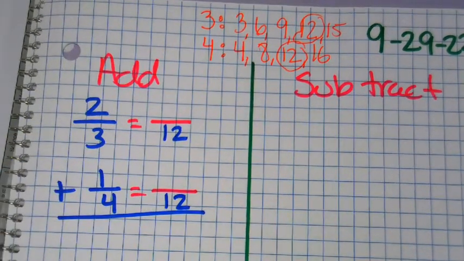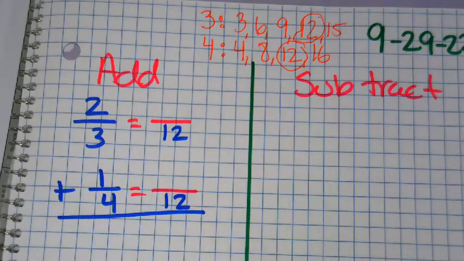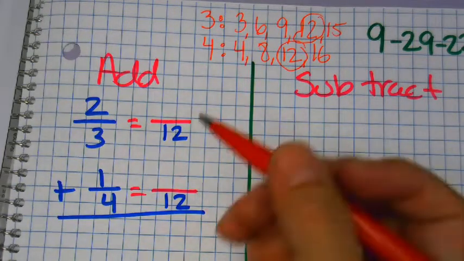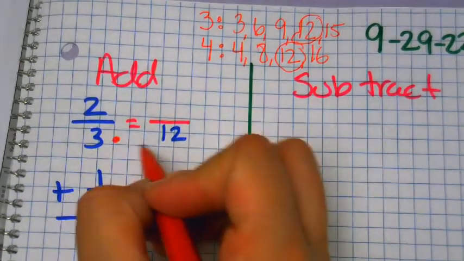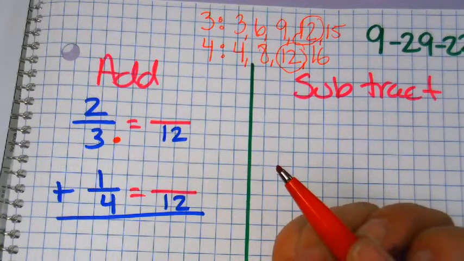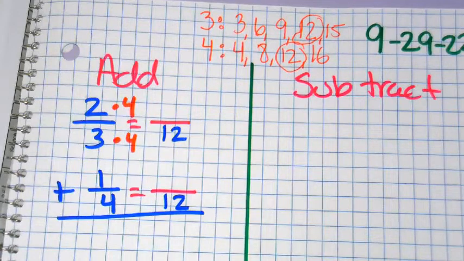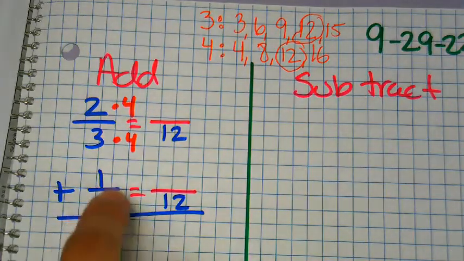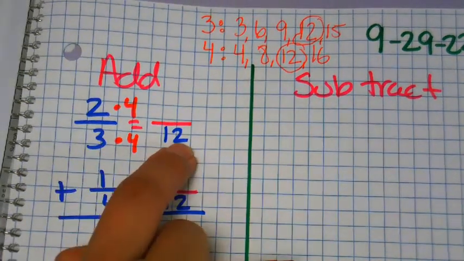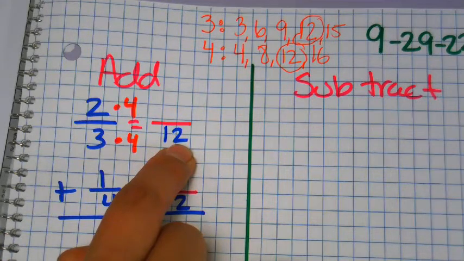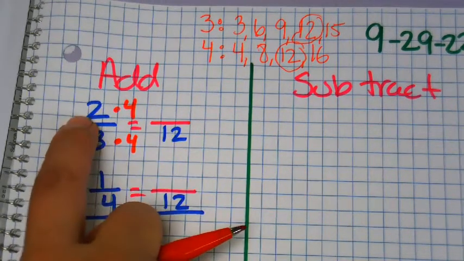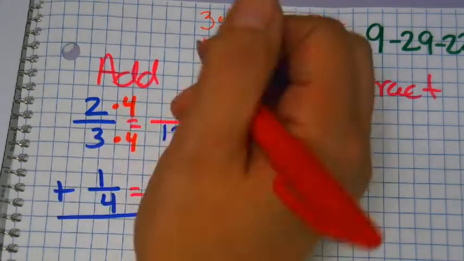Okay? So then you ask yourself, 3 times what is 12? 4. So we're writing this down. So you're saying 3 times 4 is 12, which is correct. So I got to multiply the top by 4. So what's 2 times 4? 8.